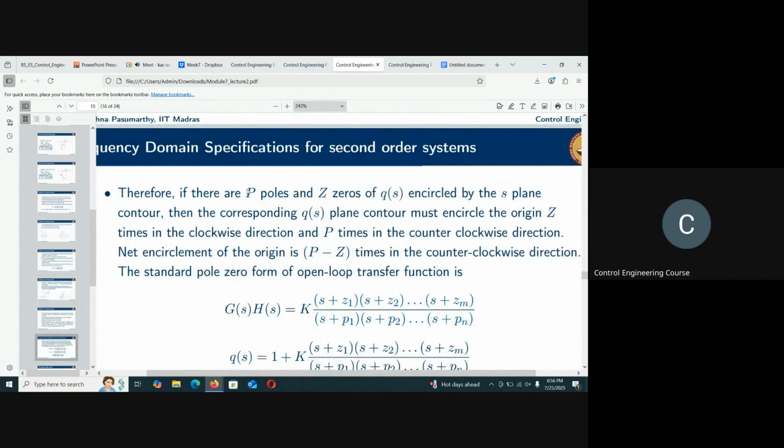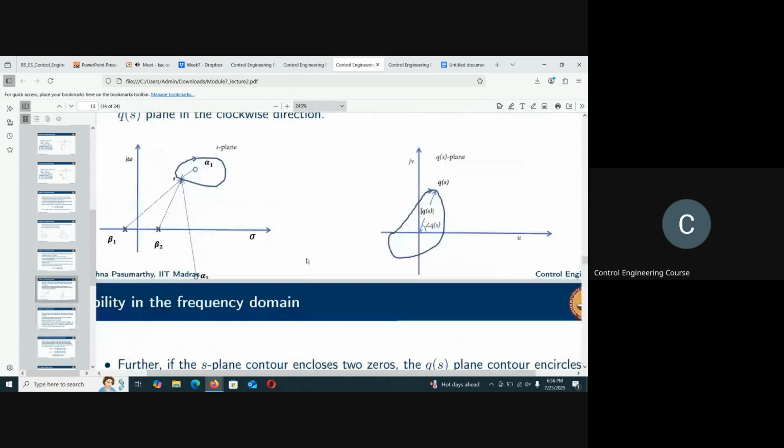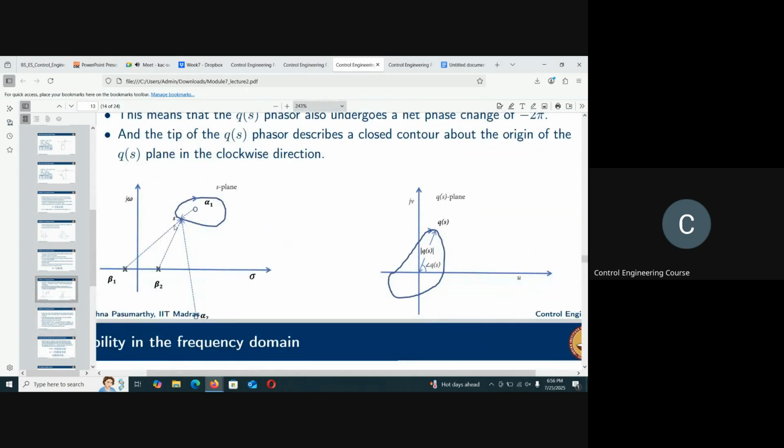If there are P poles and Z zeros of Q(s) encircled by the S-plane contour, so the original S-plane contour loops around P poles and Z zeros, then the net encirclement of the origin in the counterclockwise direction is P minus Z, correct? Because each pole contributes an anti-clockwise encirclement. Assume that this S-plane contour is always clockwise.